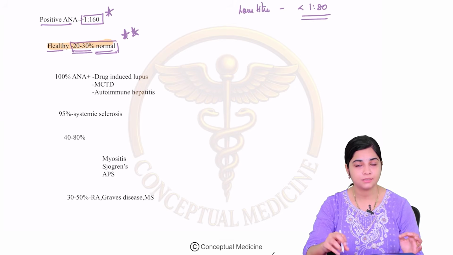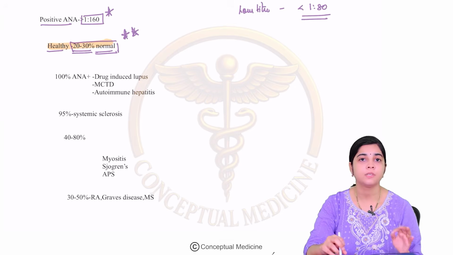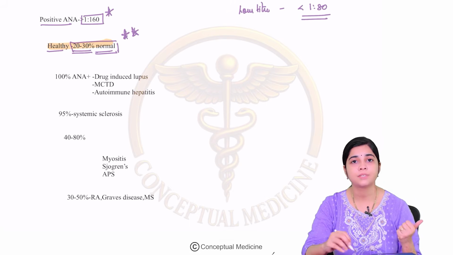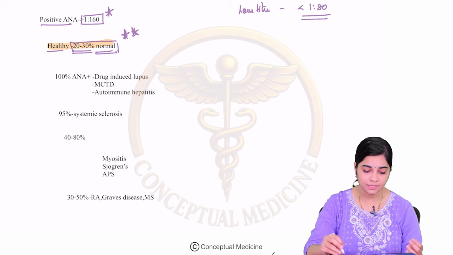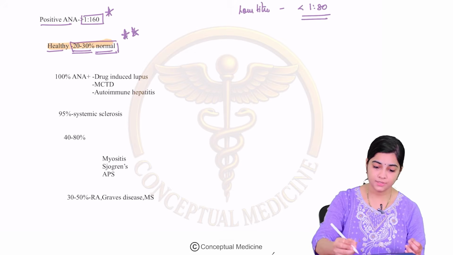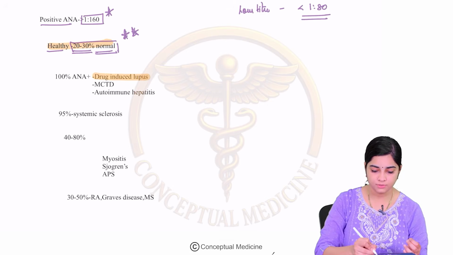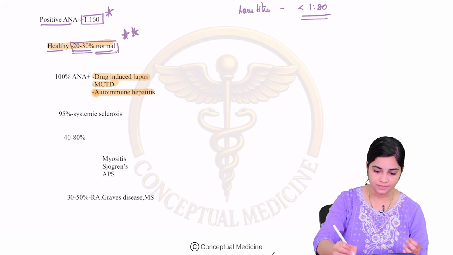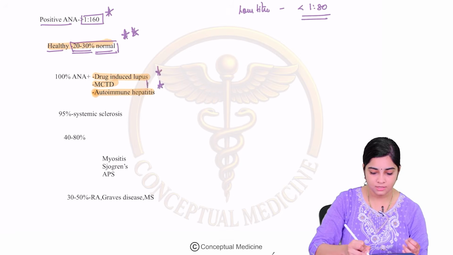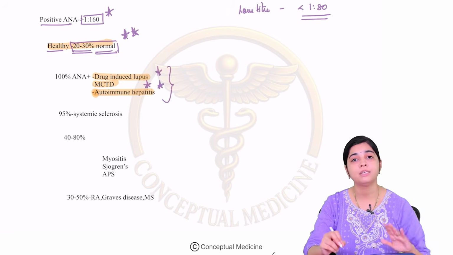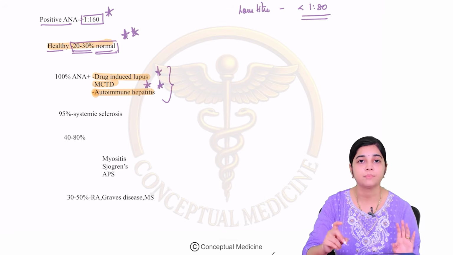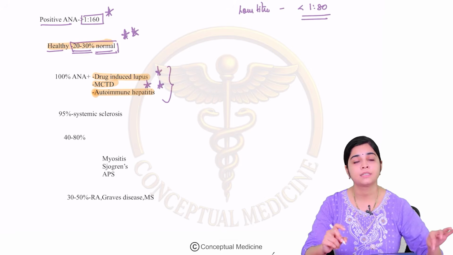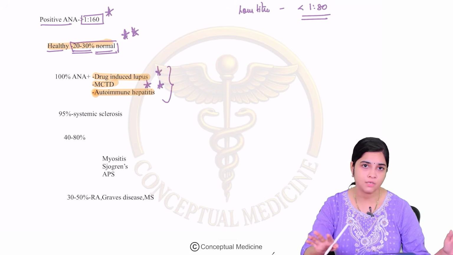What do I mean by that? If you pick up an individual with a suspected autoimmune disorder and you do an ANA for him, there is a 100% probability that this patient will have a positive ANA titer in which group of disorders? Remember, only 3 disorders: drug-induced lupus, MCTD, which is mixed connective tissue disorder, and autoimmune hepatitis. Very important point. These are the 3 disorders which have 100% ANA positivity. That means if you diagnose a patient with autoimmune hepatitis, there is a 100% probability that his ANA is going to come positive.